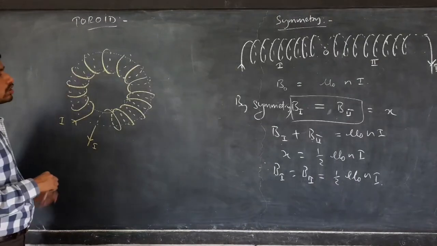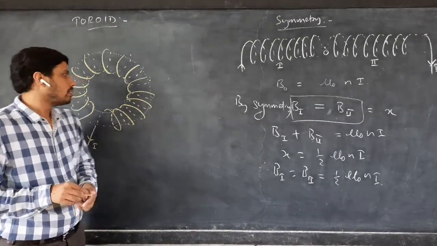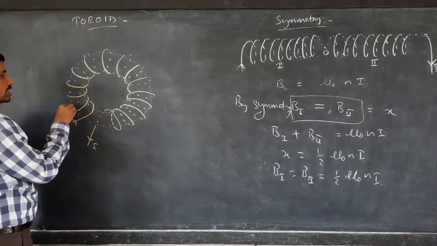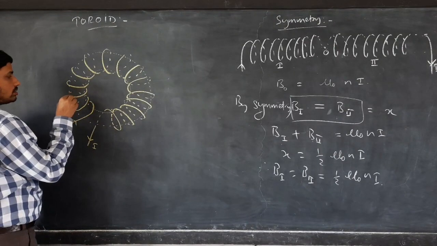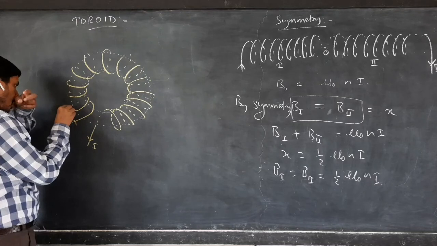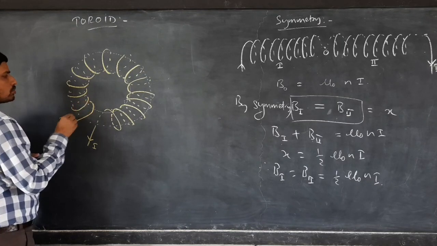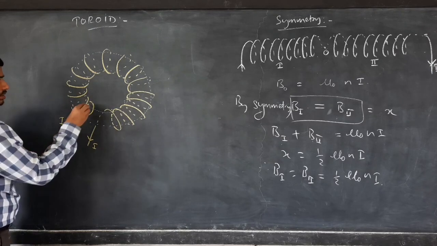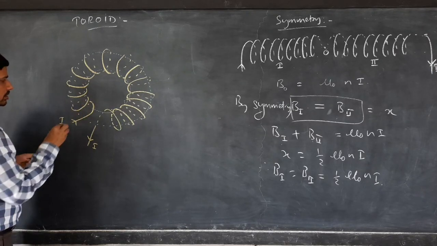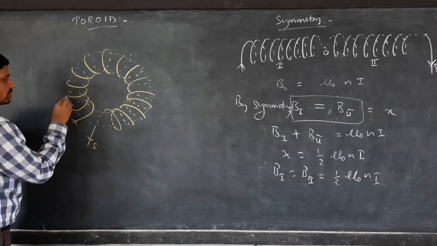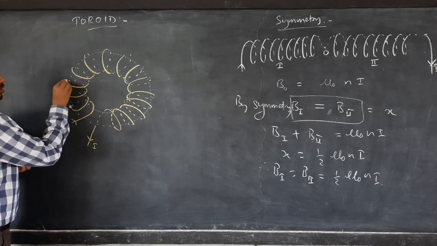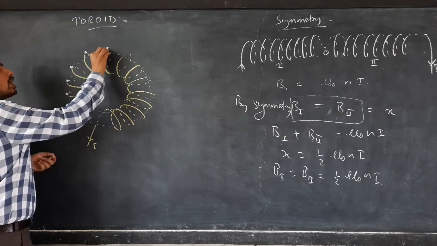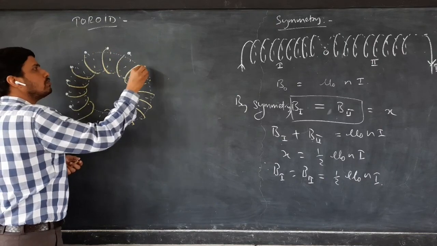Suppose current I is flowing through this particular wire. Here it suppose enters, here it comes out, or here it enters, comes out. So at one of the places you have to assign a dot. So it is entering here, coming out here. These are dots. These dots I am indicating for current. Dot means it is coming out of the plane of the board.